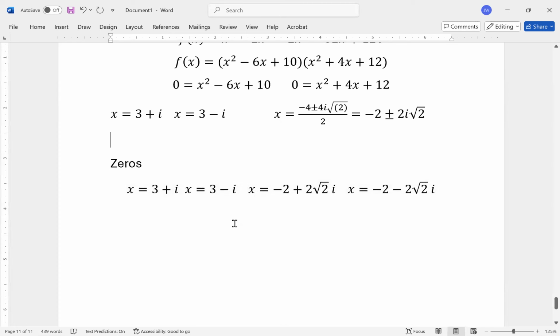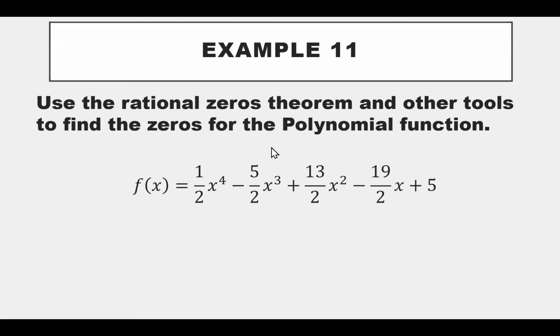That's quite a long problem, but it's an interesting problem in how we get it. All right, let's do one more example without a hint. This will be the last one. We're going to use the rational zeros theorem and other tools to find zeros of this polynomial function.